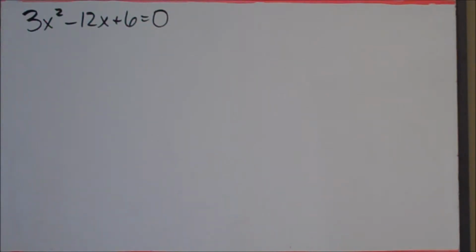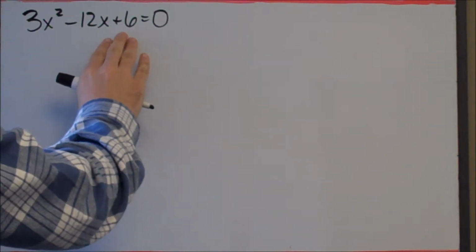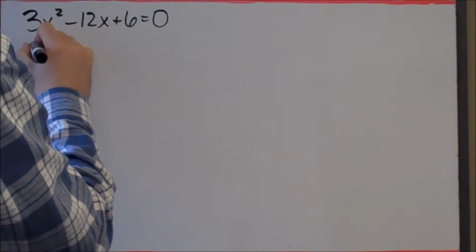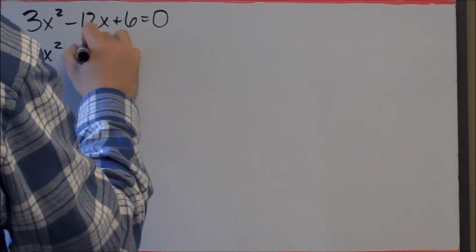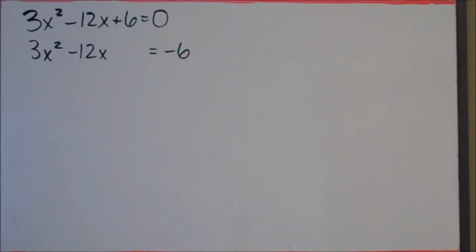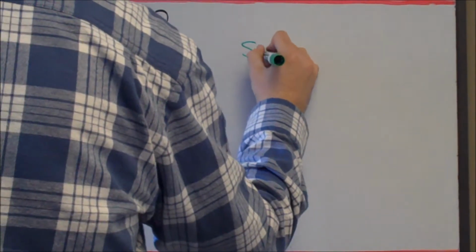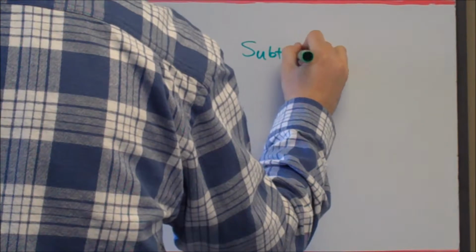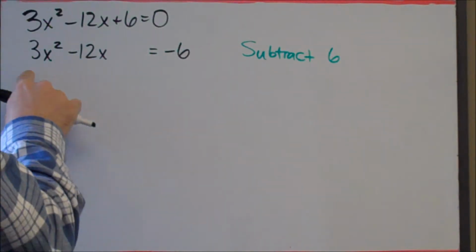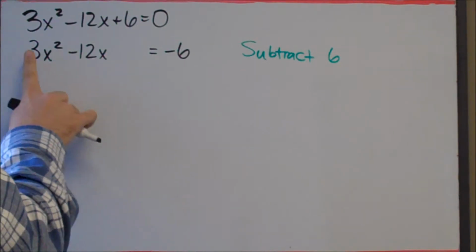So the first step you want to take whenever you're completing the square is to move any constant terms to the other side, because those don't really matter. So we're going to say 3x squared minus 12x equals negative 6. So we subtract 6. Okay?